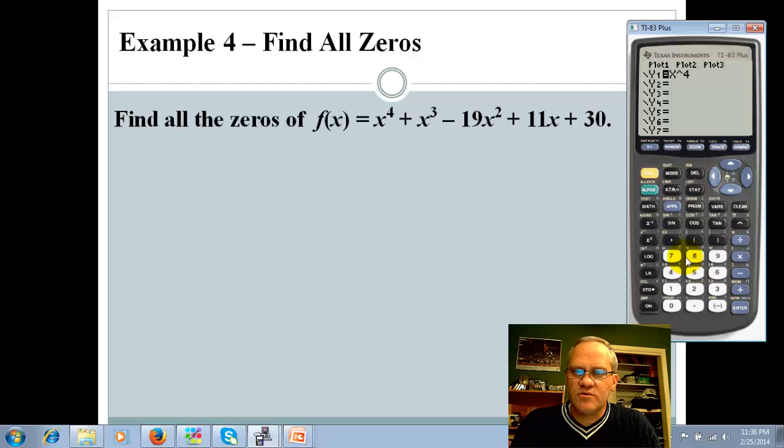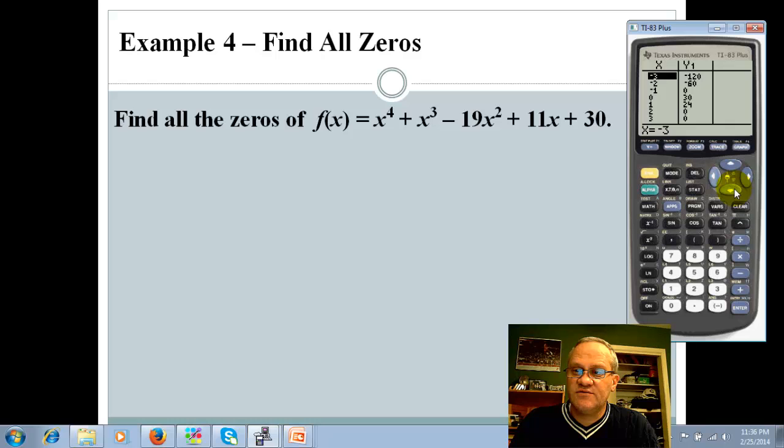X raised to the 4th power plus x raised to the 3rd power minus 19x squared plus 11x plus 30. Okay, so first thing, let's take a look at our table and see what we can find.